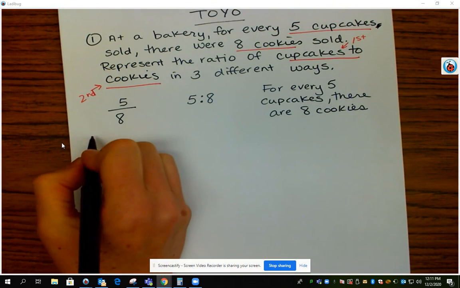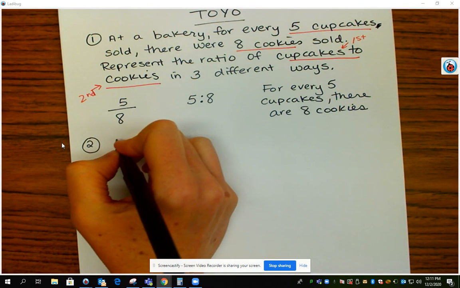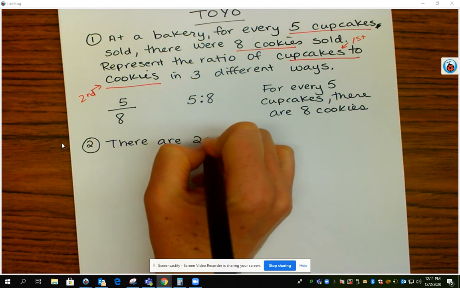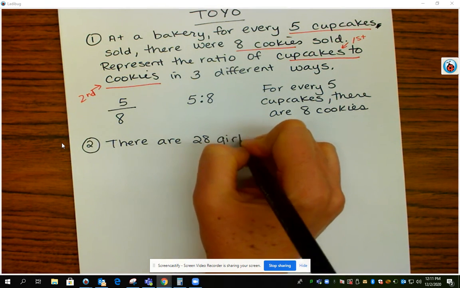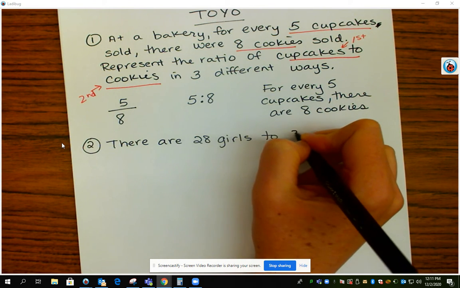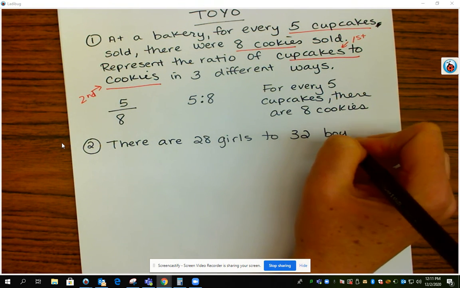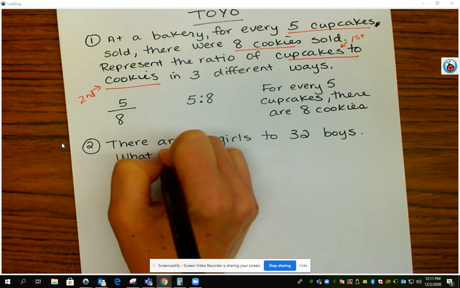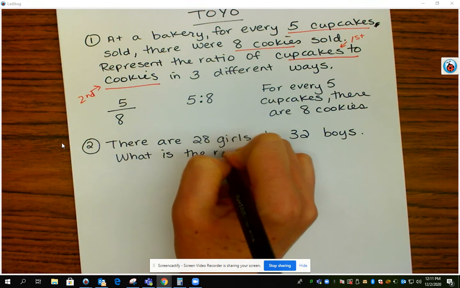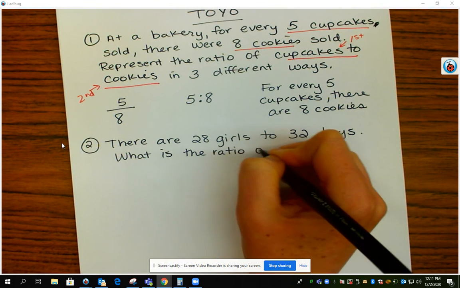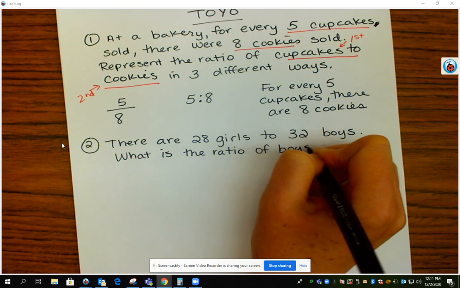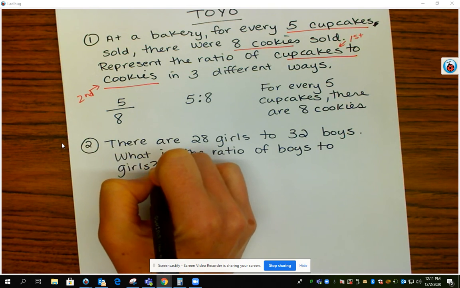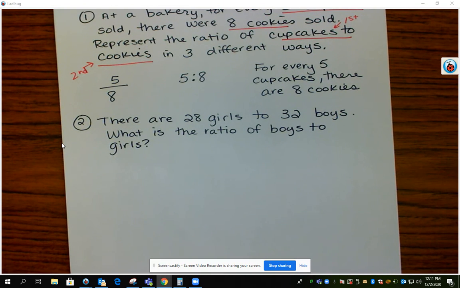All right, let's try number 2. This one says there are 28 girls to 32 boys. What is the ratio of boys to girls? Okay, pause the video and see if you can figure that out.